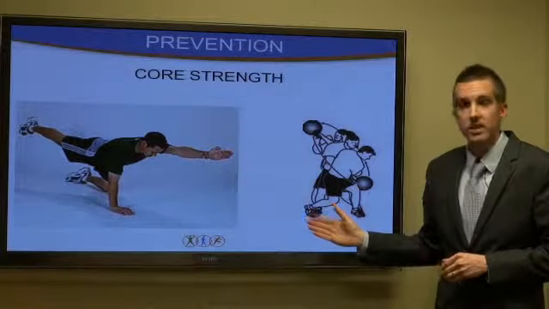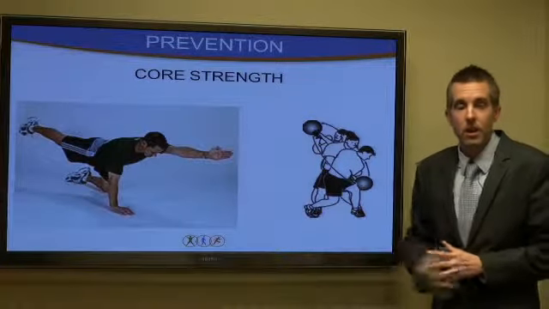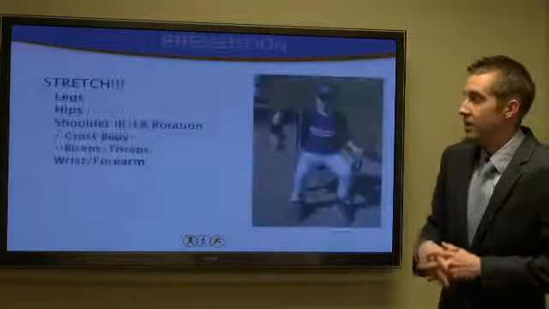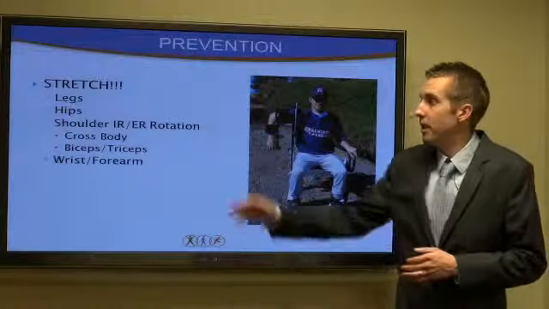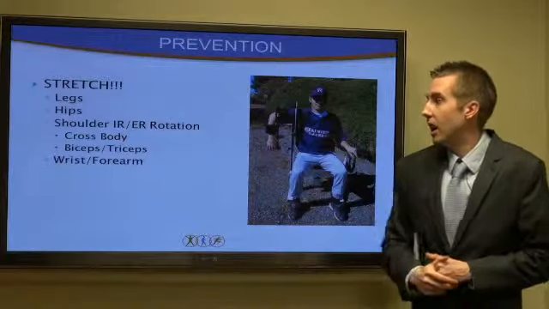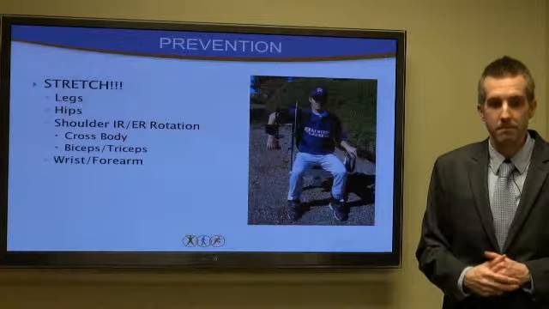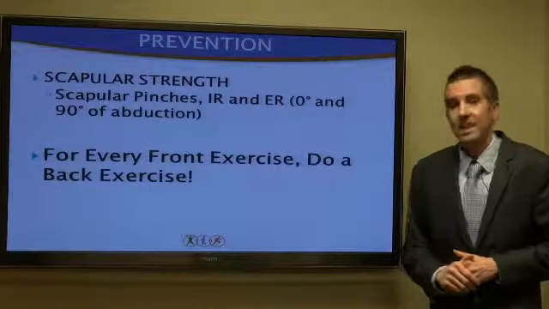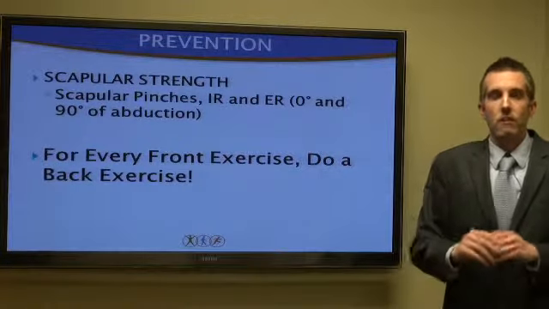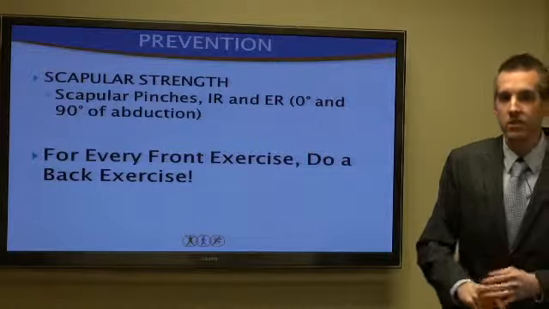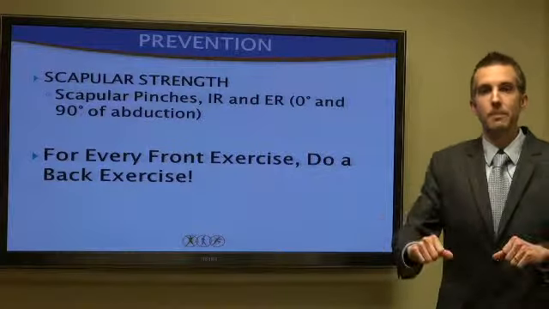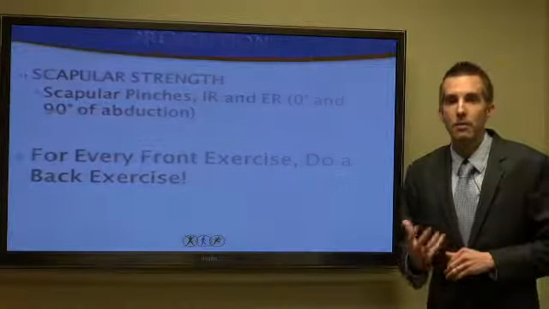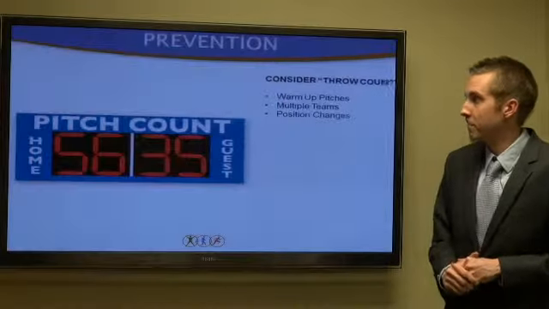These are just a couple exercises that you can do. You also want to focus on stretching. Not just stretching the shoulder and the arm, but legs, hips, as well as the wrist and the forearm. For prevention, we also focus a lot on scapular strength. For every front exercise an athlete does, they should be doing a back exercise, really pulling the shoulder blades back. It's a very common muscle imbalance there.